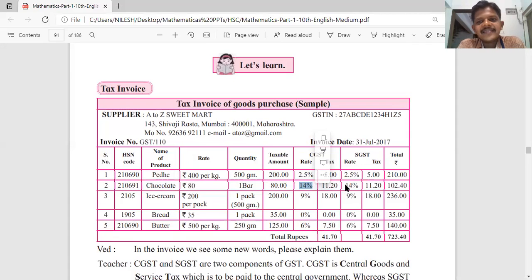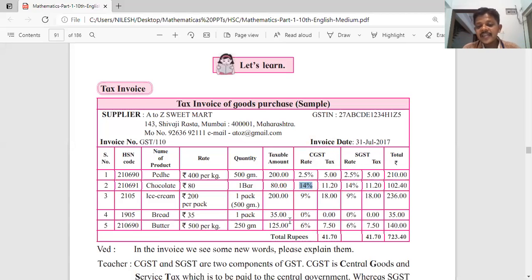Yes, sir. Yes, right. I expected this answer. Because we are very good citizens of our beloved country, we will eat more chocolates, because chocolate falls into the highest tax slab rate, so that we can pay more tax to the government. You can tell your parents also this thing.